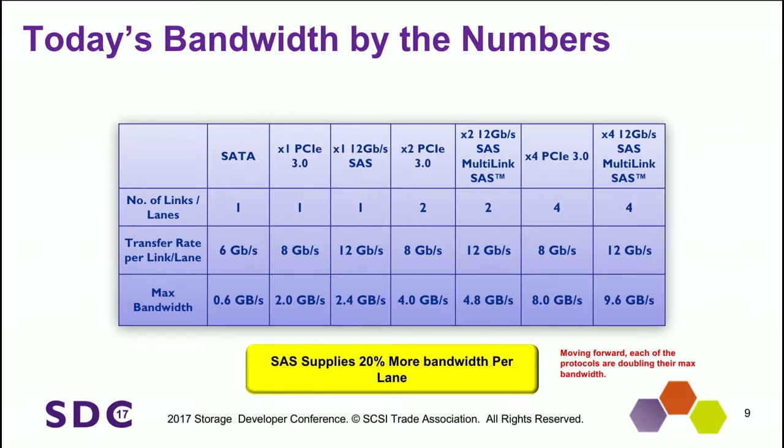Gen 3 PCI Express runs at 8. SAS 12 gig. So you can see the performance per lane in gigabits per second there nominally, and the bandwidth that you get from that. The interesting thing is SAS actually has more bandwidth per lane than its contemporary PCI Express counterpart. So if you look at a Gen 3 PCI Express versus 12 gig SAS, there's actually more bandwidth on the SAS side than on the host side.